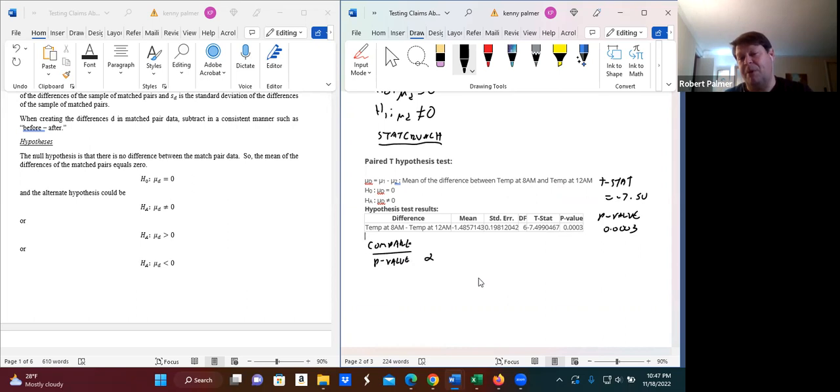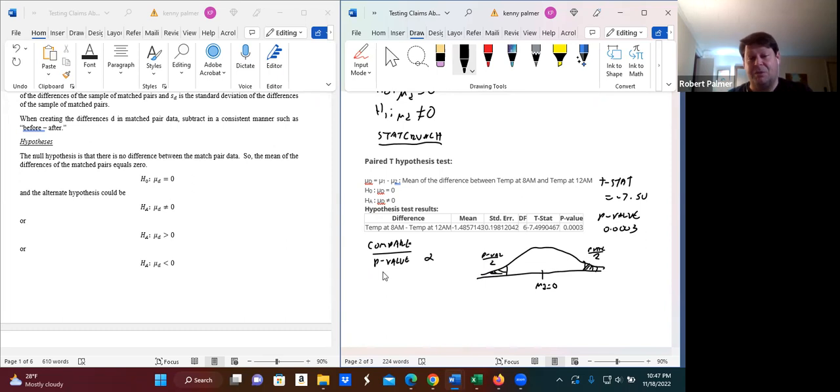Alpha, because once again, if we draw a basic picture of this, this time it's a two-tailed test, because here's our mean difference equal to 0. So we're looking at both tails. This is our p-value divided by 2. And we'll see if the p-value is less or greater than alpha.